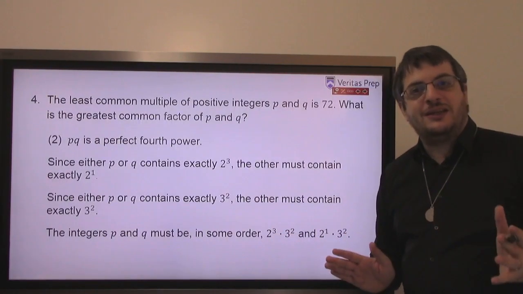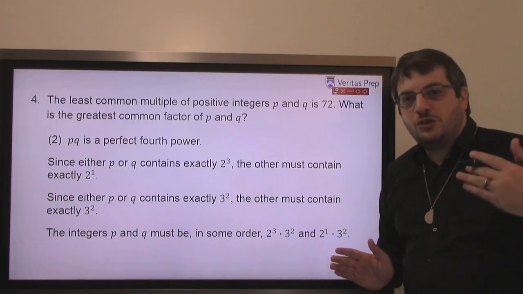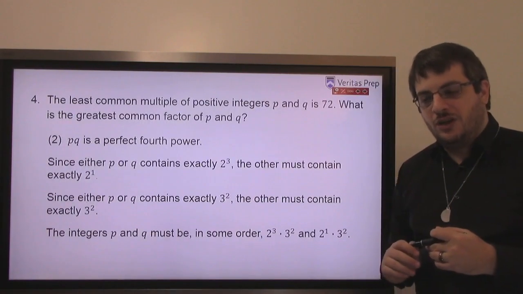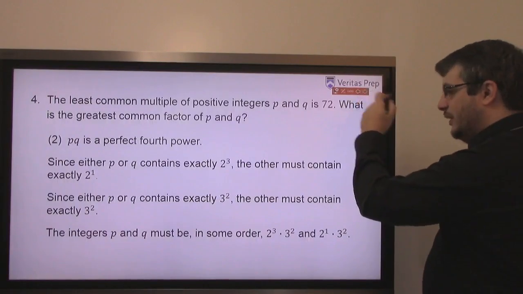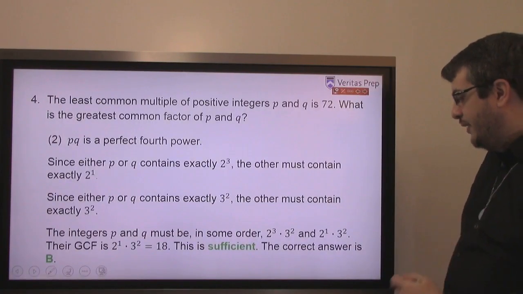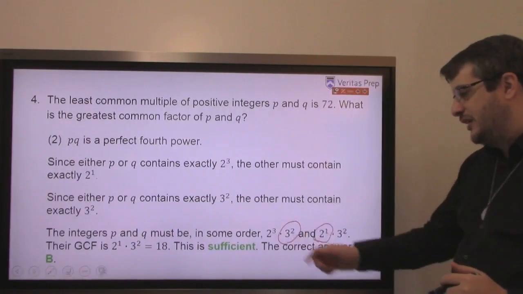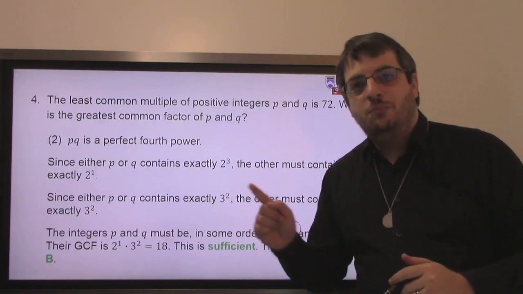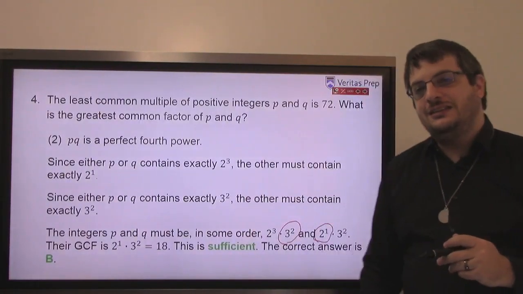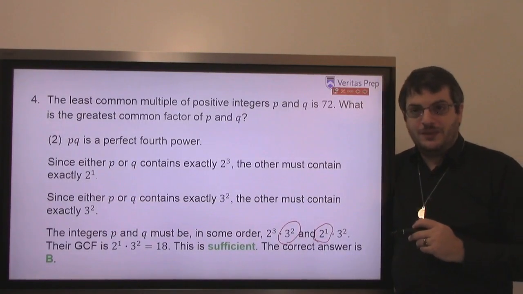I don't know which is which, but I also don't care, because regardless of which is which, the greatest common factor is this times this. 2 to the first times 3 squared equals 18. B is the answer. The second statement alone was sufficient.